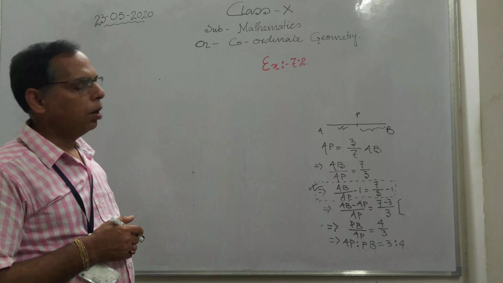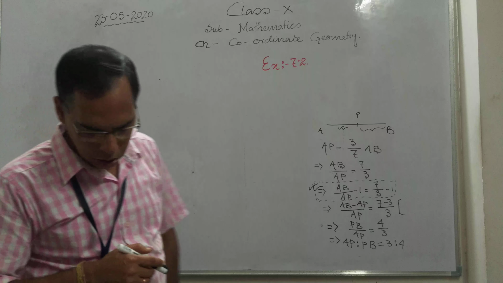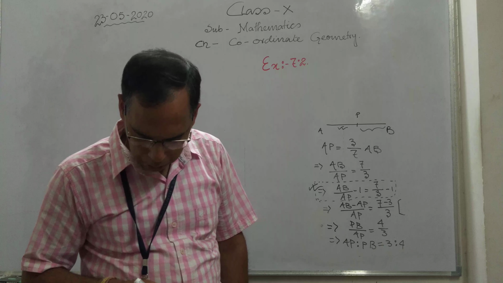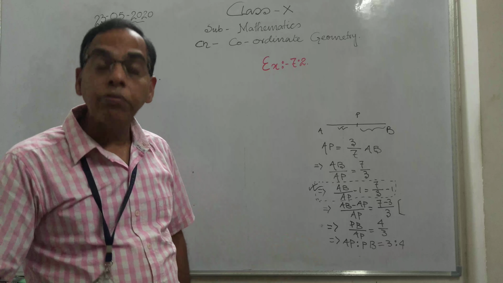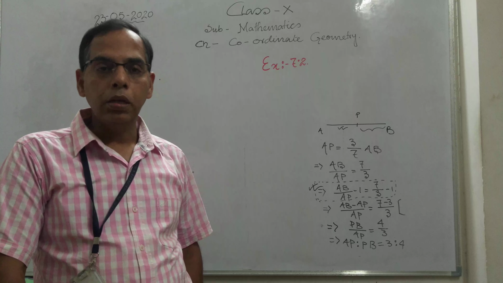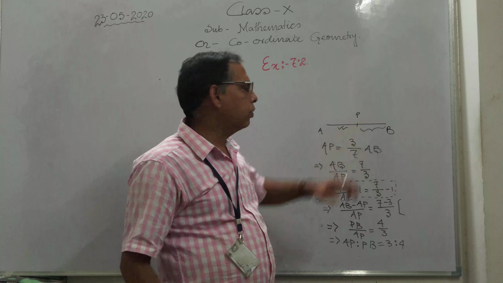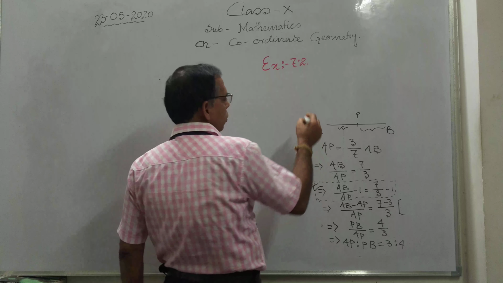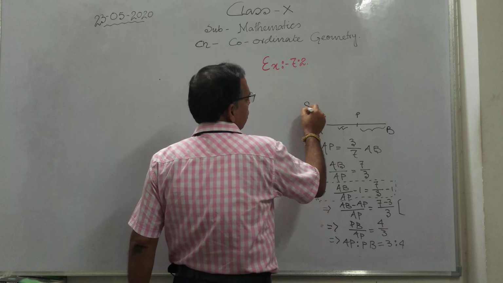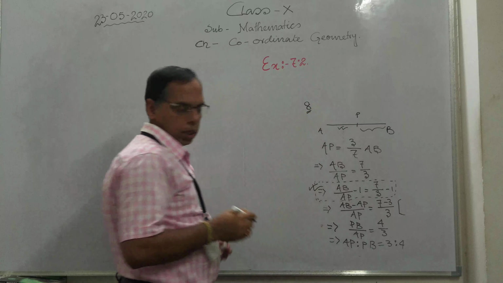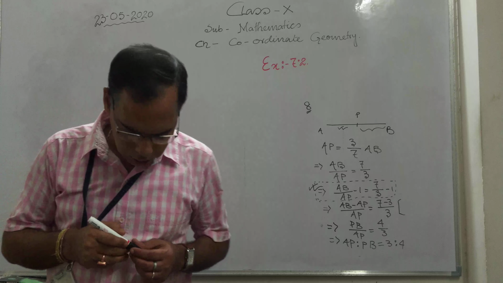And then we have to calculate the coordinate of P. Already we got the ratio, so use the section formula and you can find out the coordinate of P. This is question number 8.